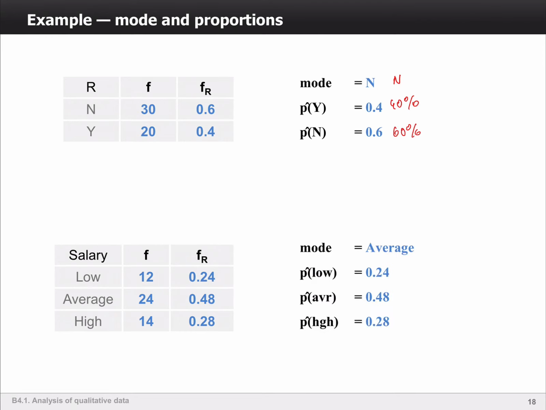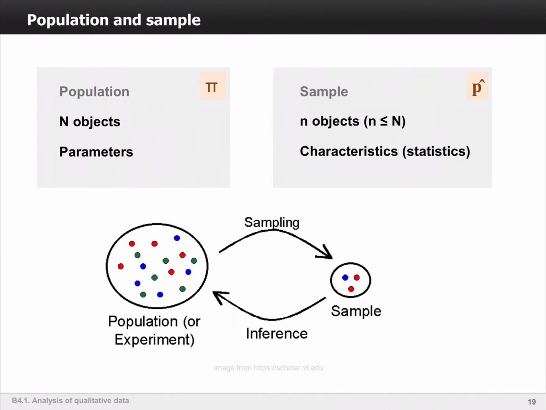Then we can do the same for the salaries. In this case, the mode will be average because that's the largest frequency we have in the table. And then we have the proportions for the low, the average, and the high salary correspondingly: 24, 48, and 28%. And you remember that these values are only for 50 engineers. We cannot tell anything about the whole country by just taking these values. We need to make an inference.